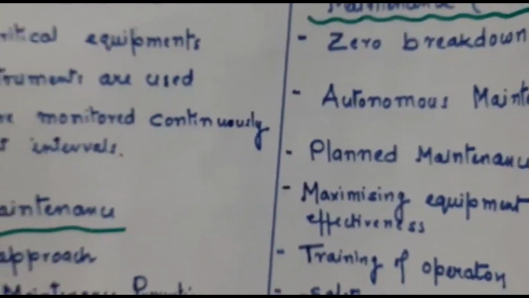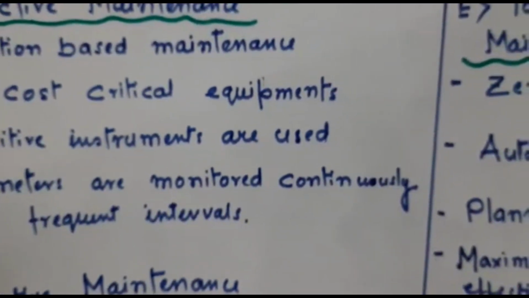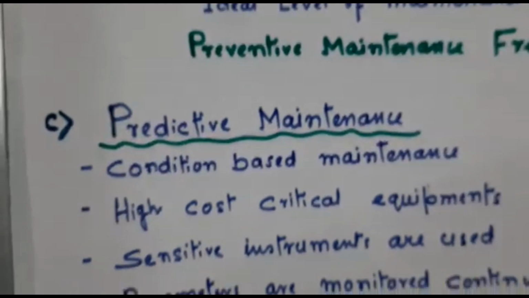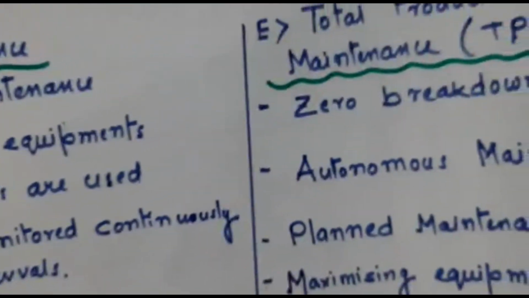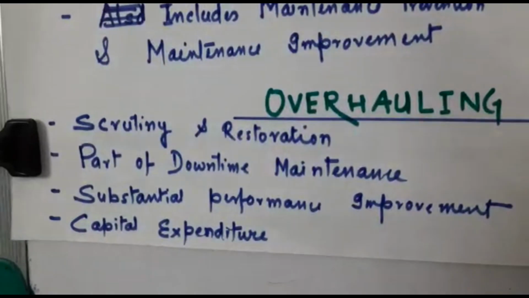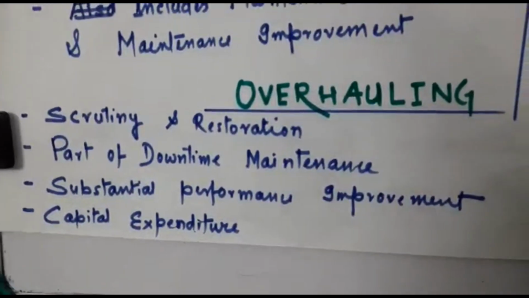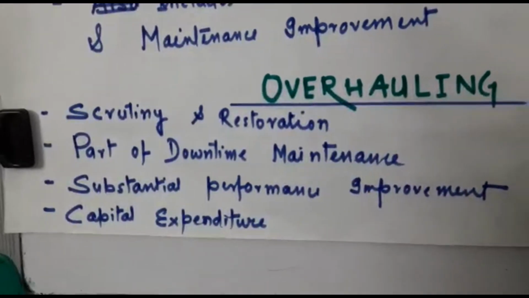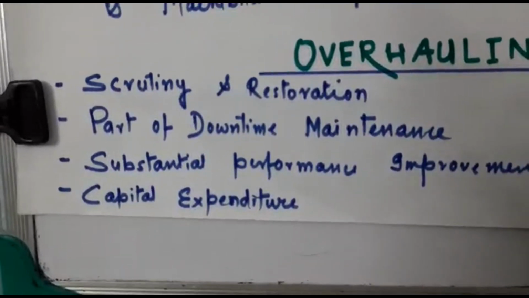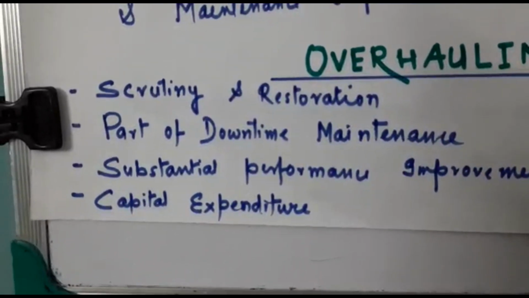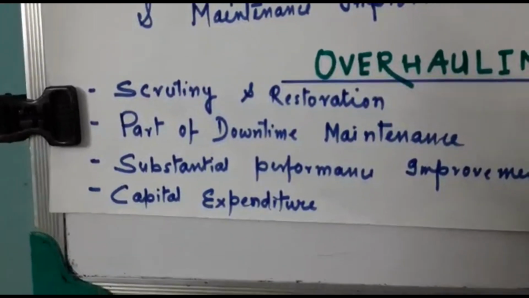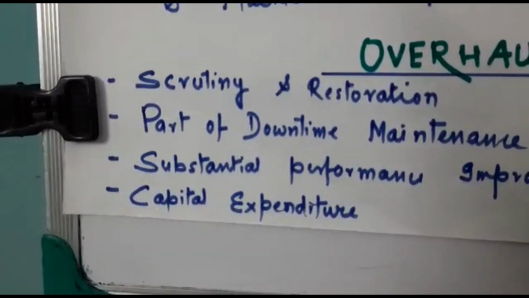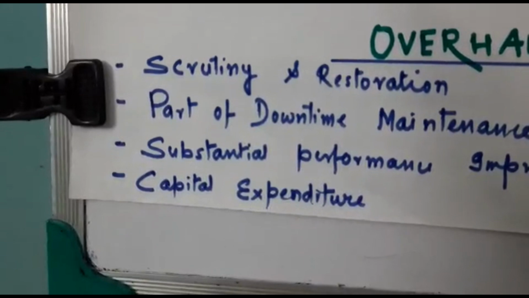So we have seen how maintenance has evolved over the years, starting from breakdown maintenance, preventive maintenance, predictive maintenance, productive maintenance, total productive maintenance, right? Next is overhauling. Now, overhauling basically refers to scrutiny and restoration. Overhauling is a process of comprehensive examination of the equipment and restoration of the same to an acceptable condition. Now, how is it done? It is done through extensive renovation or revision of the equipment.